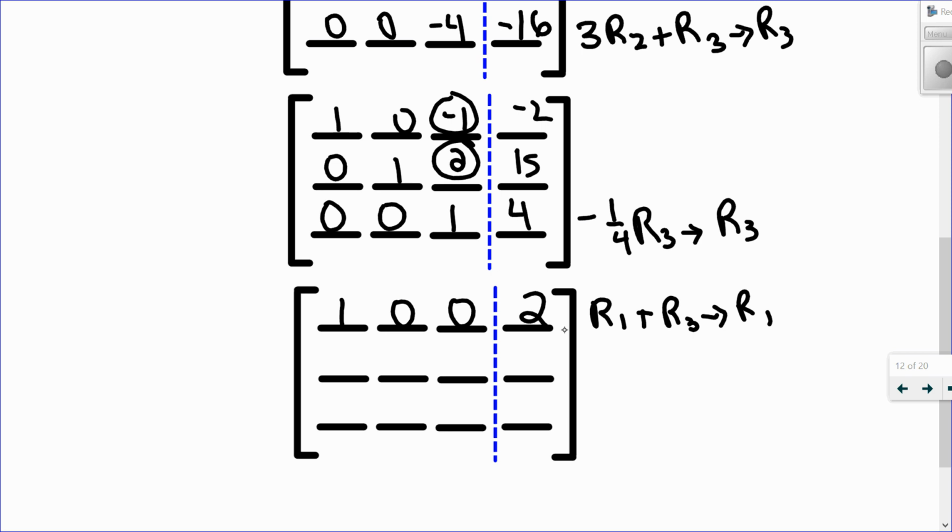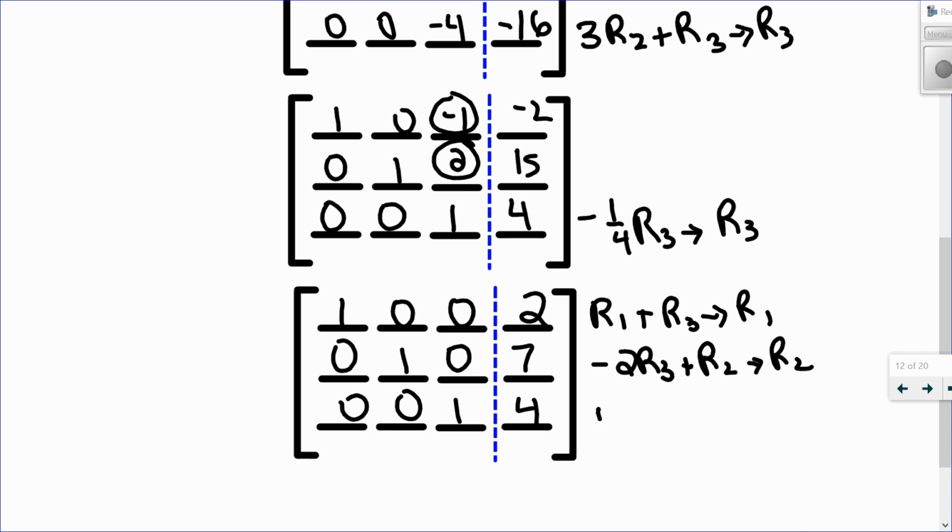Okay, that's good. Now for row 2, I'm going to multiply -2 by row 3 and add it onto row 2. So -2 times 0 plus 0 is 0. -2 times 0 is 0 plus 1 is 1. -2 times 1 is -2 plus 2 is 0. -2 times 4 is -8 plus 15 is 7. And then leave row 3 as it is.